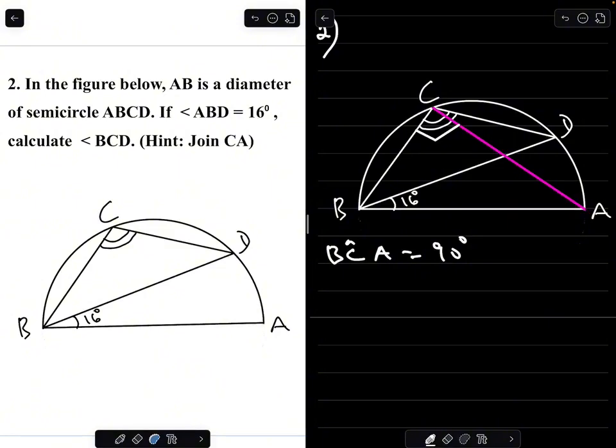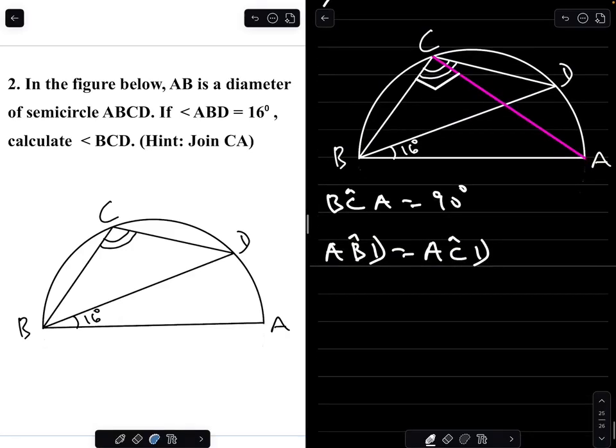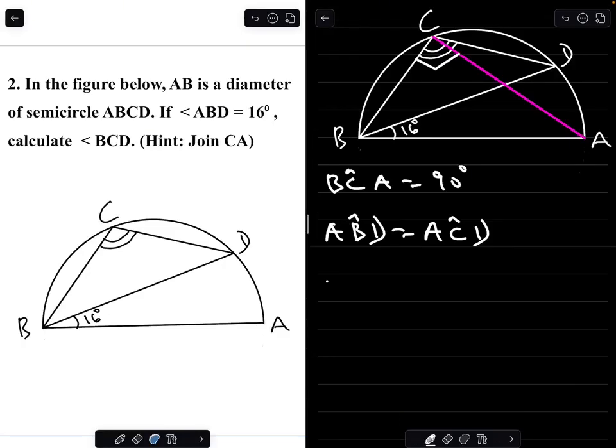Now, we'll see that this angle and this angle are equal, angles in the same segment. Angle ABD is equal to angle ACD, and the reason for that is angles in the same segment. And that simply means angle ACD is also equal to 16 degrees. So this small angle is also equal to 16 degrees.